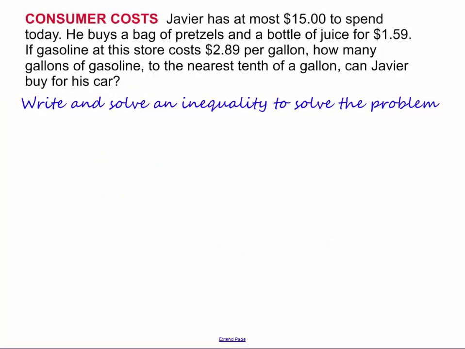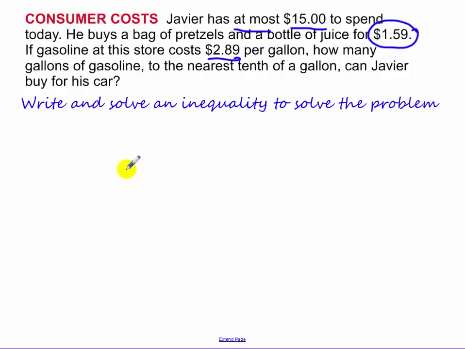Our next example. Xavier has at most $15 to spend today. He buys a bag of pretzels and a bottle of juice for $1.59. So he's already spent $1.59. If gasoline at this store is $2.89 per gallon, that's some cheap gas. How many gallons of gasoline, to the nearest tenth of a gallon, can Xavier buy for his car?